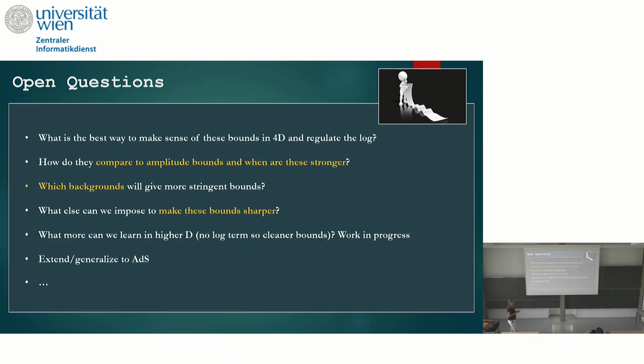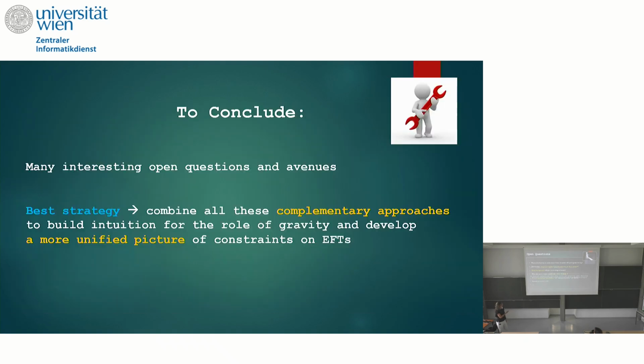Also, different backgrounds will give you different bounds. So you want to try to get a feeling for what kind of gravitational backgrounds will give you the strongest bounds. And finally, because in 4 dimensions there's this annoying log, we're now looking at this calculation in higher dimensions where there is no log, and at least it should be easier to interpret the results because you should find that the time delay goes to 0 as you go infinitely far out. So maybe qualitatively we'll find the same features, but at least quantitatively we should be able to interpret them more easily. And finally, one can think of generalizations to AdS. So there are a lot of interesting open questions.